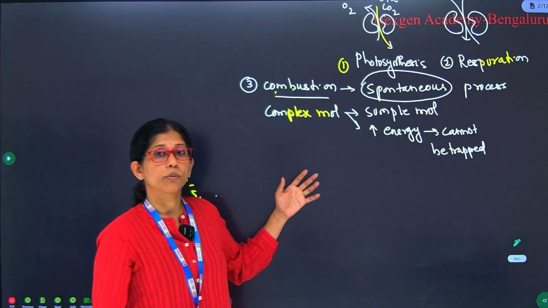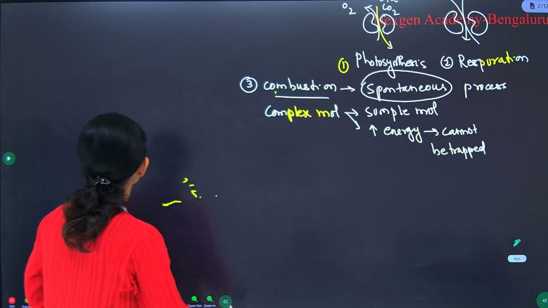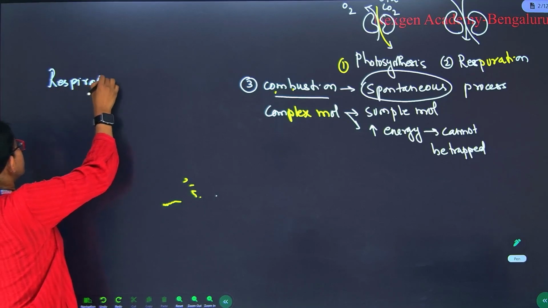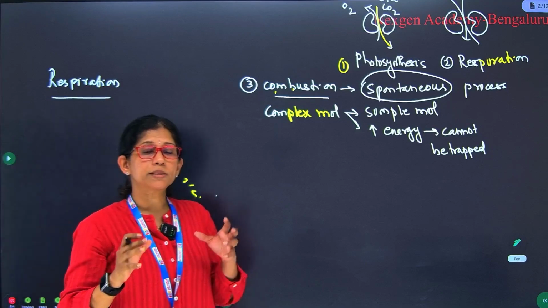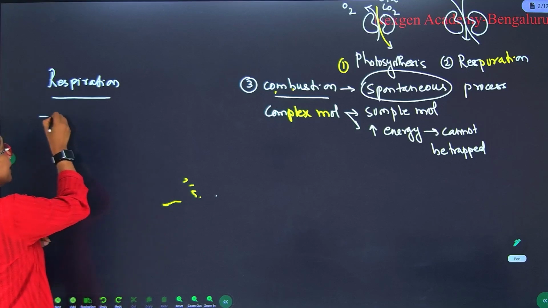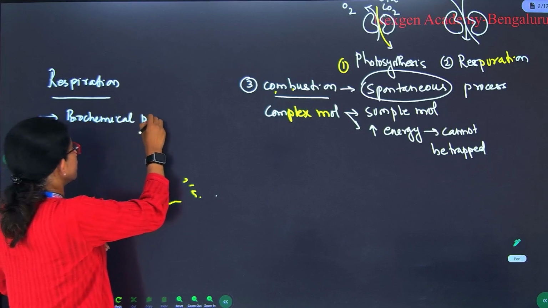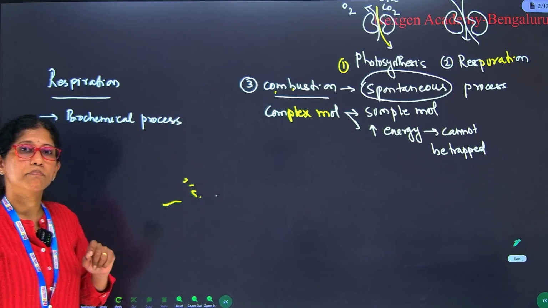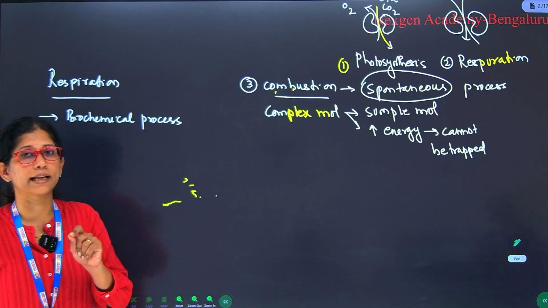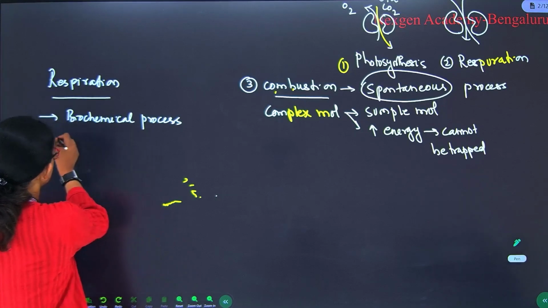Now let us talk about a few important parameters with respect to respiration. There are a few terms that we should be aware of with respect to this particular process. The first is that it is a biochemical process. Why are we using the term biochemical process? Because it is happening inside a living organism. That is the reason we call it a biochemical process.